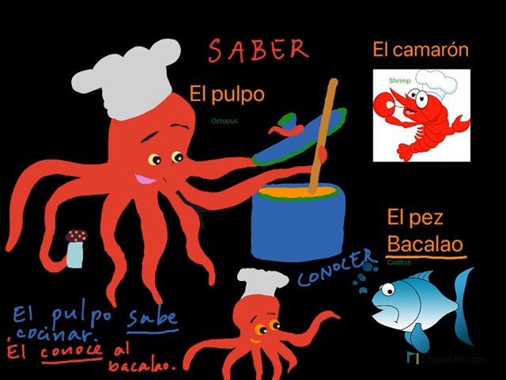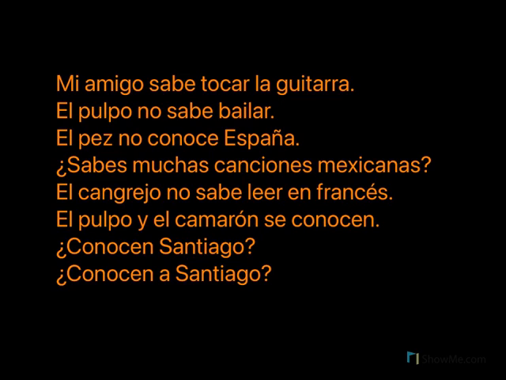Why? Because physical familiarity. Why did you need a in here? Because it's the direct object. He knows someone. If it's alive, then you use a el bacalao. And since he's acquainted with somebody, it's always alive, and then you will need for the direct object that personal a. El is the article because it is el bacalao. All right. Let's see these examples. Mi amigo sabe tocar la guitarra.